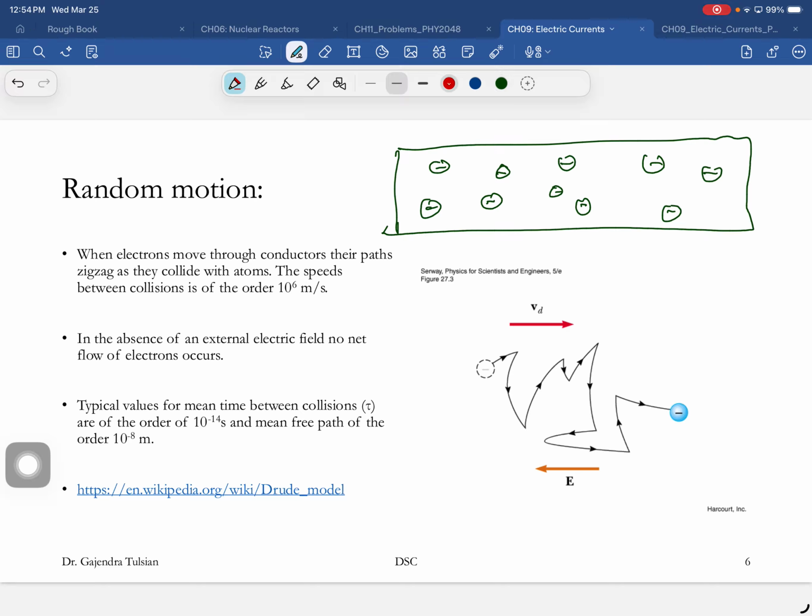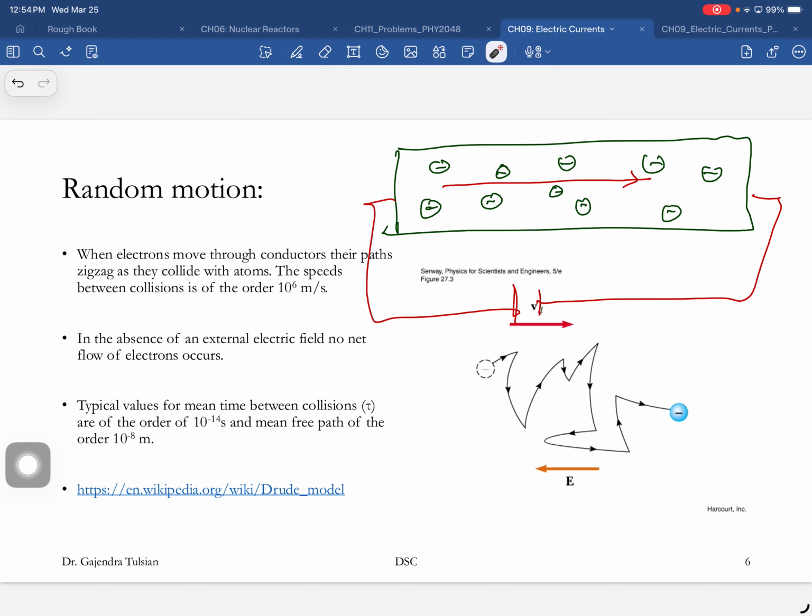So when you connect this to a battery, what the battery does is it establishes an electric field in there. And so in response to this electric field, these electrons move in the opposite direction. They start moving in that direction.